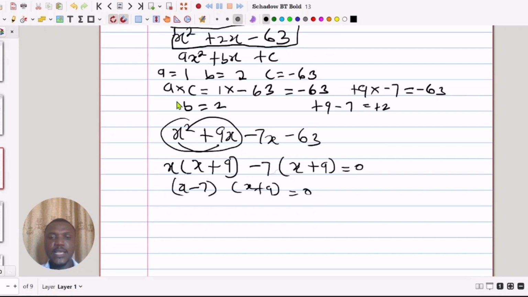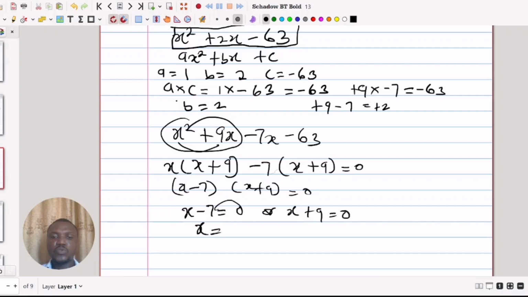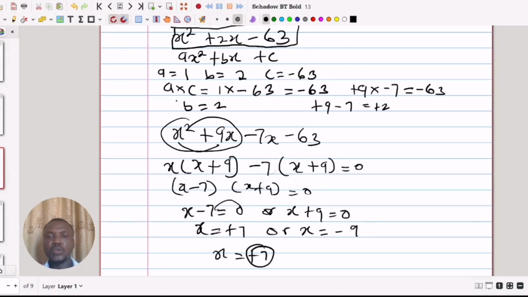So you can just equate it like this. This should be x minus 7 equals to 0, or x plus 9 equals to 0. So you move this across also, x equals to plus 7 or x equals to minus 9. And x can never be minus 9 because you don't have negative bases. So our final answer is x equals to plus 7.